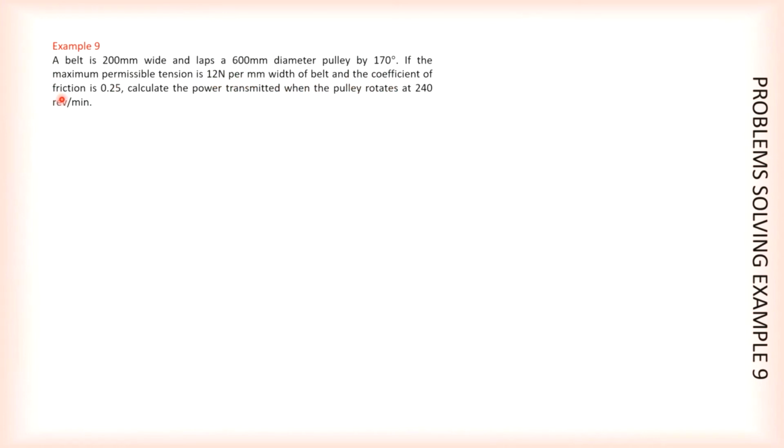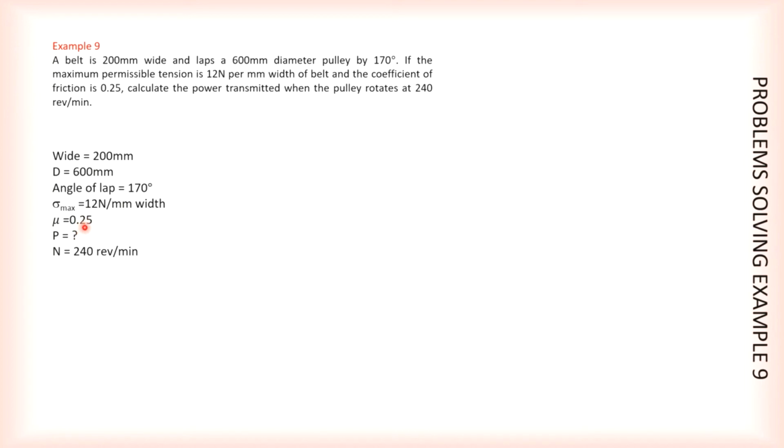Okay, and the coefficient of friction is 0.25. Calculate the power transmitted when the pulley rotates at 240 revolutions per minute. This is another very direct question. The only thing is this statement here, which you have to understand. So the width is 200 mm, the diameter, the angle of lap, and the maximum tensile load, 12 Newton per millimeter width. So we have the width here, 200. If we take 12 times 200, you will get 2400.